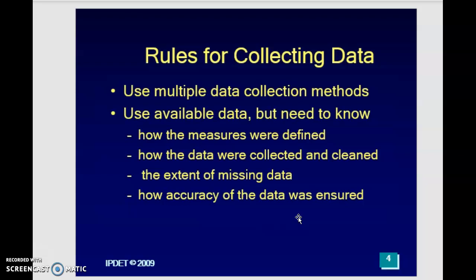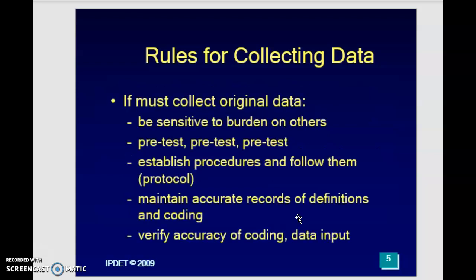the measures were defined. How was the data collected, and to what extent do we have missing data or incorrectly imputed data? How accurate is that data that you want to use? And that's why people are sometimes careful with using existing data because of the limitations that such data sets may have in terms of missing data, in terms of accuracy. If you must collect original data, be sensitive to the burdens of others. Think about putting a survey online and asking people to complete that survey.